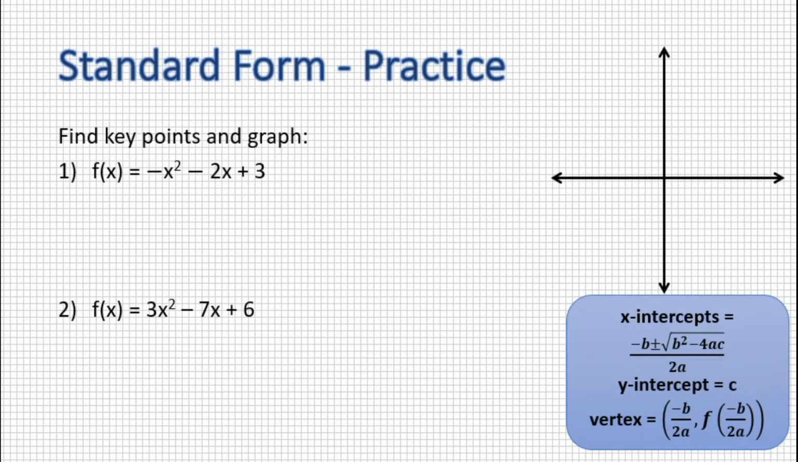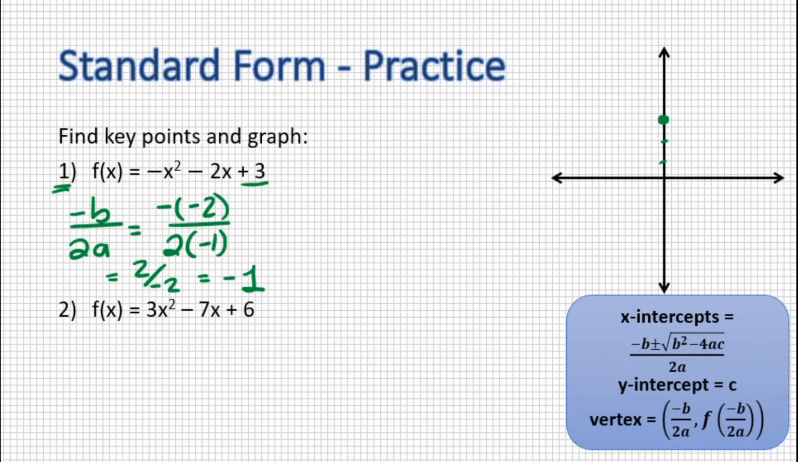So heading over for a couple of examples, we want to find all the key points and we want to graph this. So looking at number 1, right away I see the y-intercept is 3. I'm going to throw that on. I'm going to do the vertex next. So I need to find the axis of symmetry, which is negative of negative 2 divided by 2 times negative 1. So very careful with your signs on this. Equals 2 over negative 2 equals negative 1. All right, there we go.